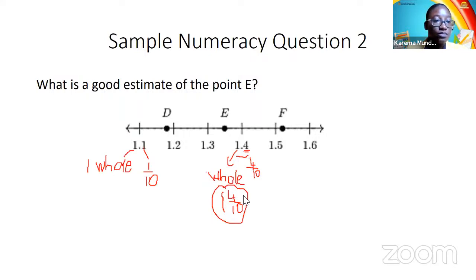So between the two digits, the E is pointing 13, 14. The E is in between 1/3 and 1/4.